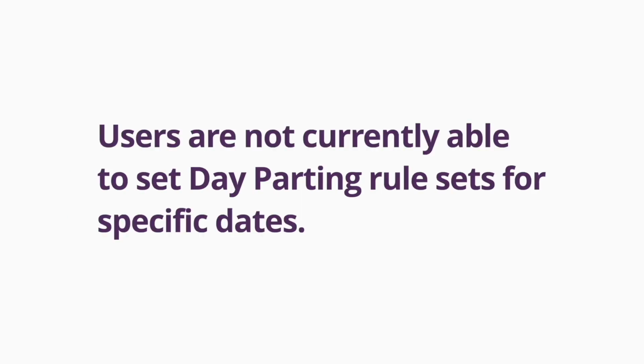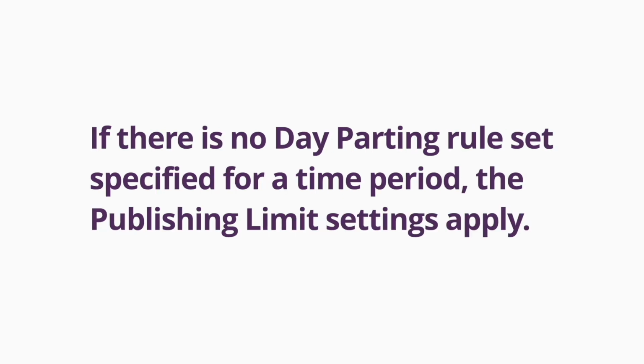Unfortunately, users are not able to set day parting rule sets for specific dates at this time. If there is a major event or holiday that needs a different rule set for that day, that change would need to be made the week of. And finally, just as a reminder, if there is no day parting rule set specified for the time period, the general publishing limit settings for that social account are applied.